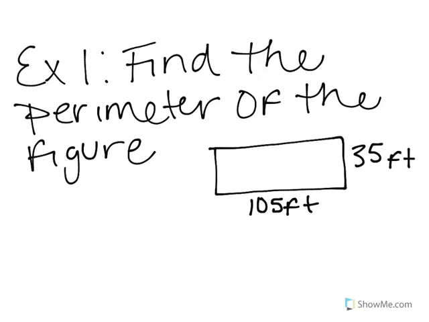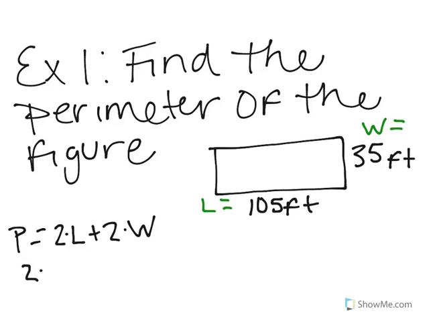So the first example is to find the perimeter of the figure. And this figure is the rectangle. And right now it looks like the length is 105 feet and the width is 35 feet. And so I know that the perimeter formula equals perimeter equals 2 times the length plus 2 times the width. So I'm going to say 2 times 105 plus 2 times the width, which is 35.